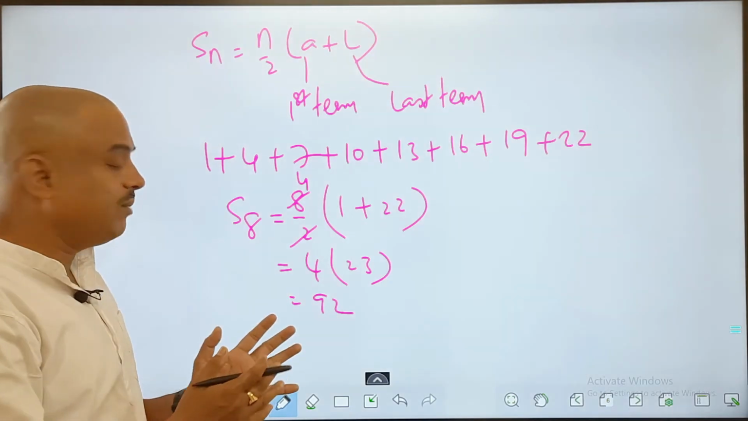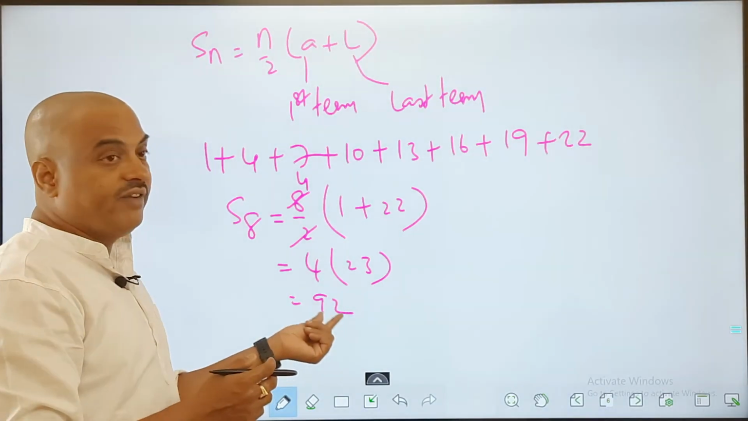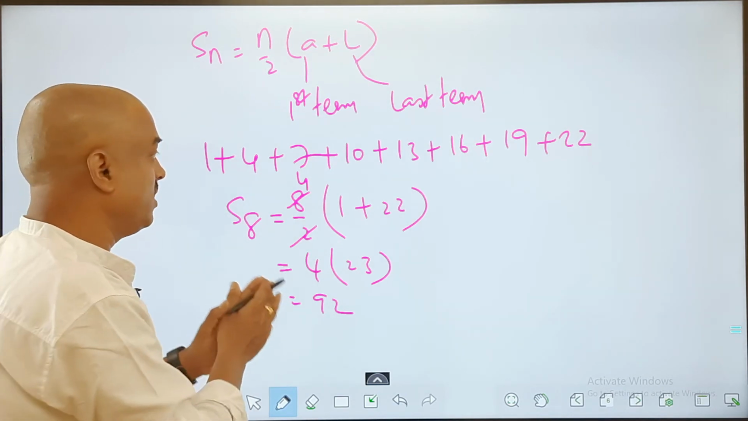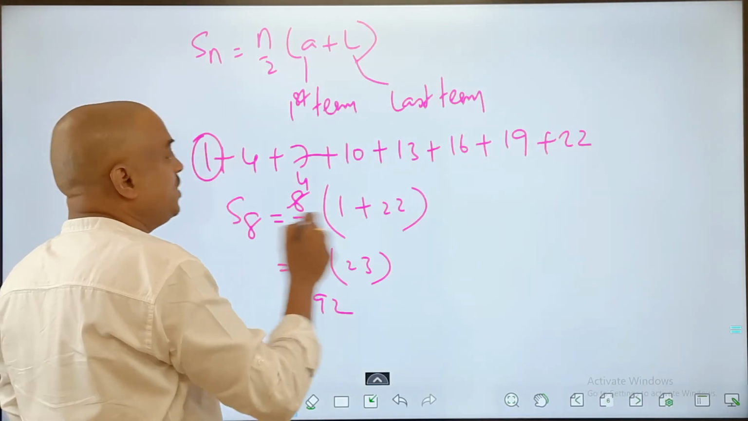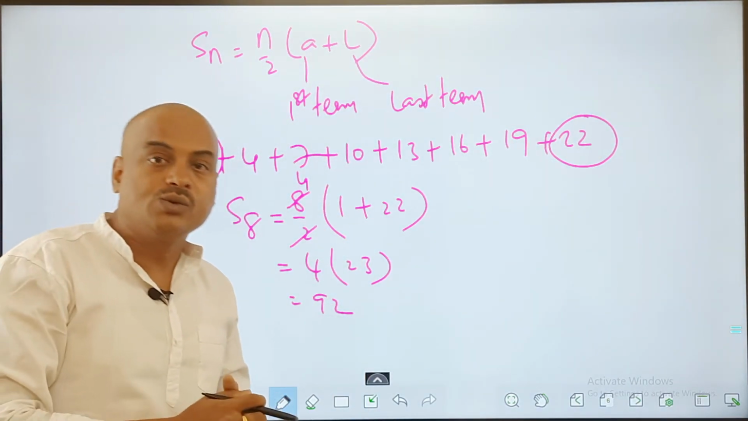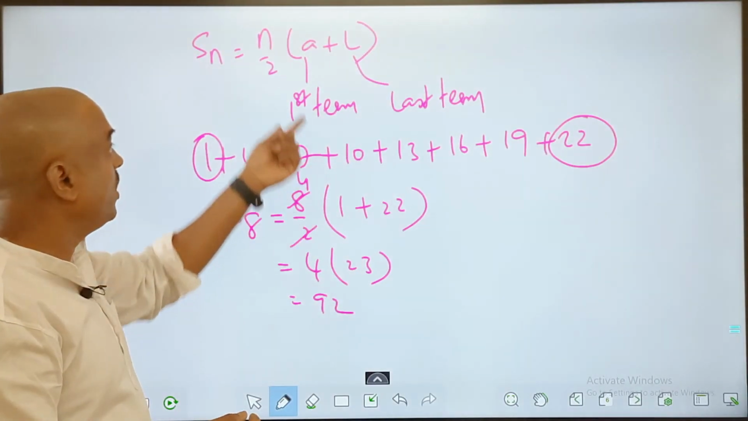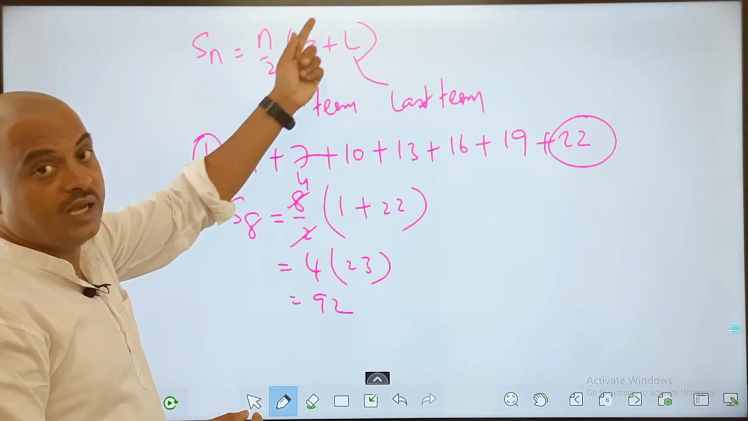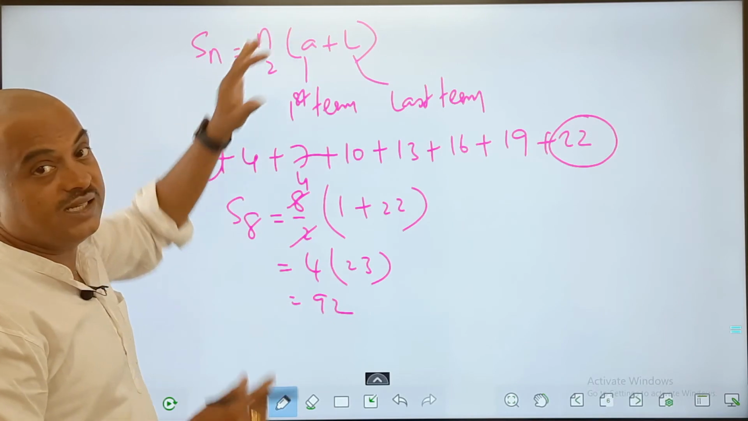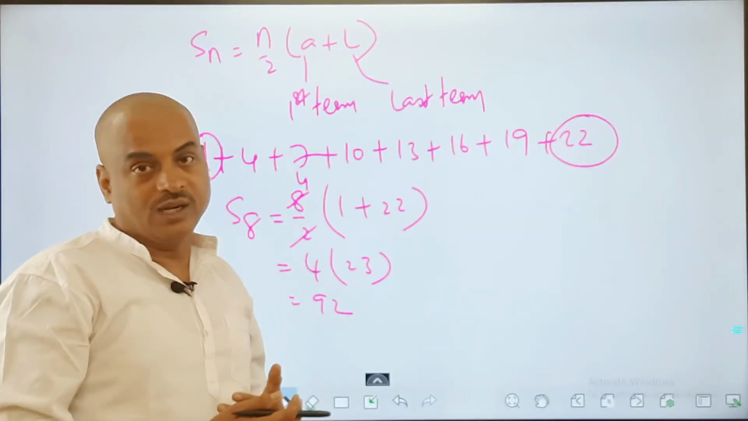So you can understand, my friends, this is how we can find it, but this has a drawback you can observe. What is the drawback of this formula? We should know the first and the last term of the series, then only we can use this formula. You can observe the formula I wrote here. I should know the first term, I should know the last term of the series, and how many terms are there in the series also I need to know. Then I can use this.